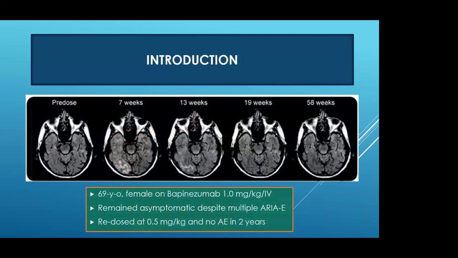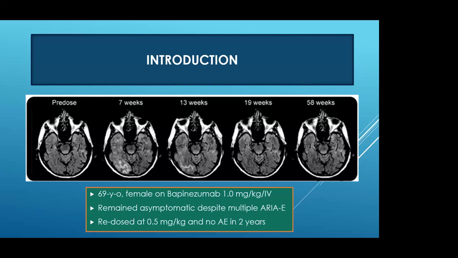All right, so this is the image I was talking about. As you can see right here, this is a follow-up of a patient that was treated with bepinosumab. It's actually a 69-year-old female who received the medication initially at a dose of 1 milligram per kilo IV. And you can see how the pre-dose MRI doesn't show any hyperintensity. However, when she received the first routine MRI at 7 weeks, you can start seeing some hyperintensities, right, in the posterior occipital bone.